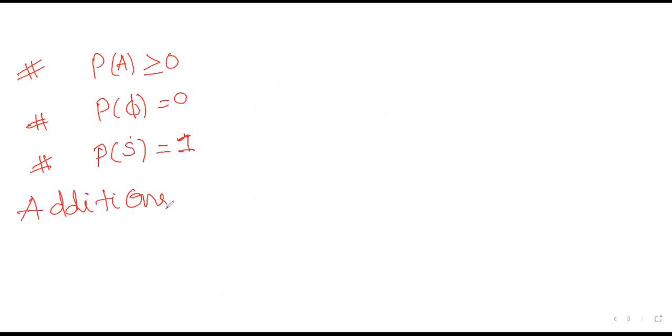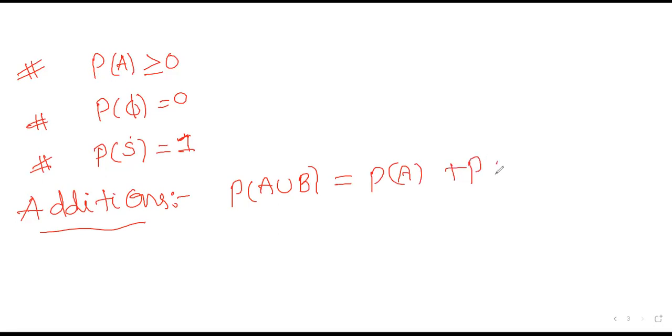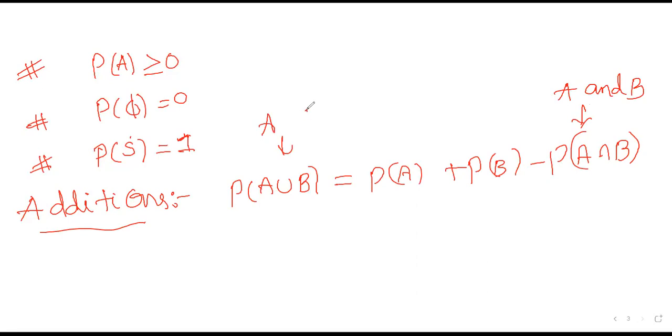so very simple, you may already have heard this theorem. The probability of P of A union B is equal to, this is called the additive theorem or addition theorem, P of A plus P of B minus P of A intersection B. A intersection B is sometimes called A and B, and A union B is called A or B.